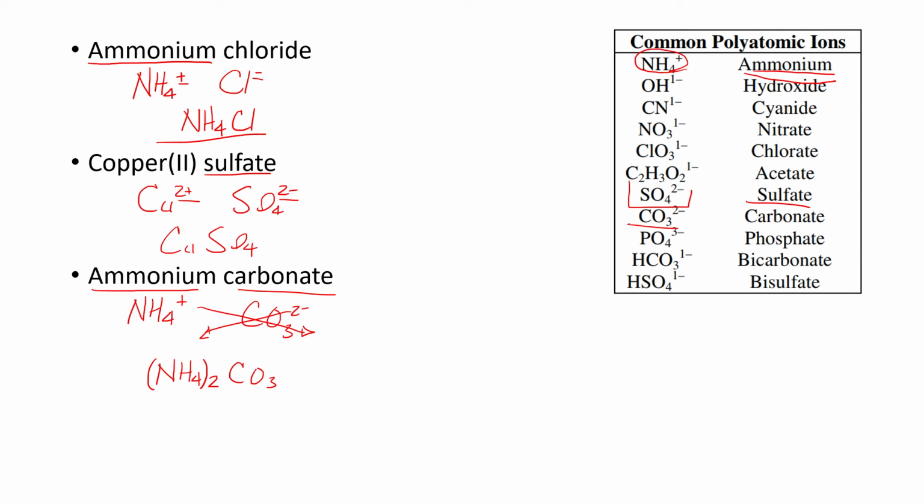Make sure that these things cancel out. Easiest way to cancel them out is to do that little crisscross rule, or just think about how many chlorides it takes to cancel out a copper 2.